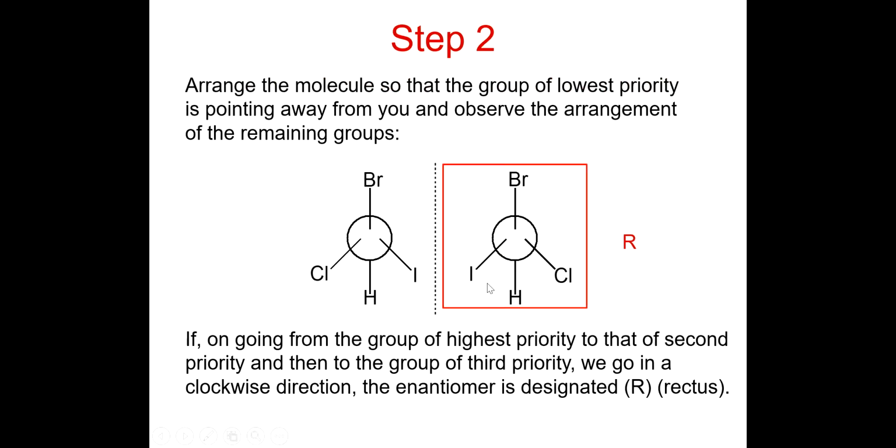If going from the group of highest priority to the second priority, then to the group of third priority, we go in a clockwise direction, that means to your right, the enantiomer is designated as R configuration. Now this R letter represents rectus in the Latin language, meaning to your right.